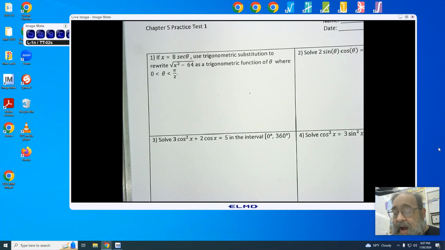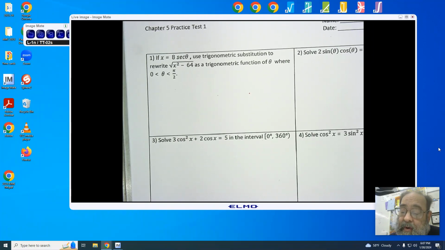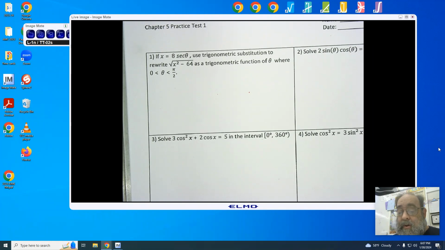So we're going to go ahead and begin with our first question. If x equals 8 secant theta, use trigonometric substitution to rewrite the square root of x squared minus 64 as a trigonometric function of theta, where theta is between 0 and pi over 2.